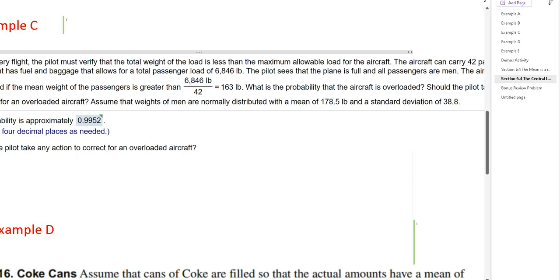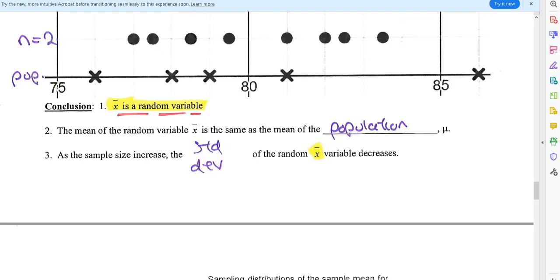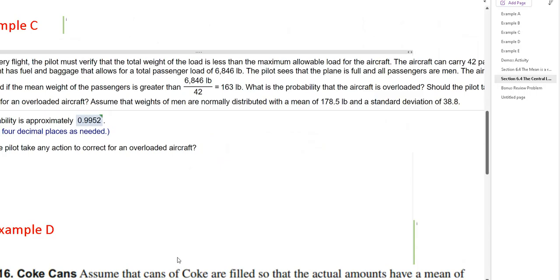All right, so example C. Let's start off by calculating the probability that one person, one man, weighs more than 163 pounds. So let's see what happens there. Our population overall is distributed normally with a mean of 178.5 and a standard deviation of 38.8. We want to find the probability that one passenger has a weight more than 163. All right, so let's draw that.